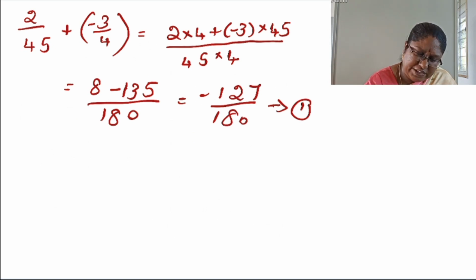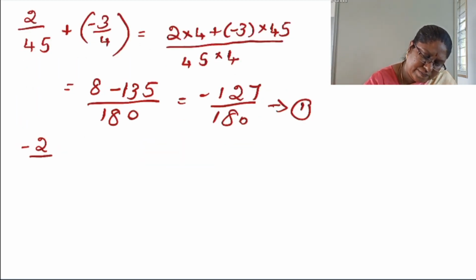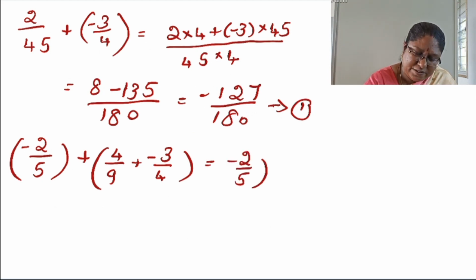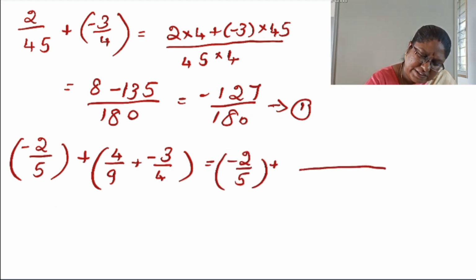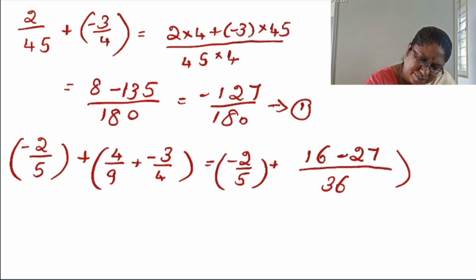So, on the next side what do we have? Minus 2 by 5 plus 4 by 9 plus minus 3 by 4. Keep the first term as it is, minus 2 by 5, plus take the LCM here. 9 fours are 36. Here 4 fours are 16. Minus 3 nines are 27.